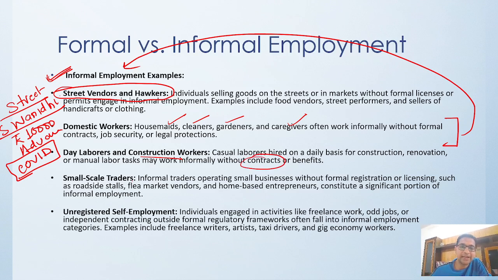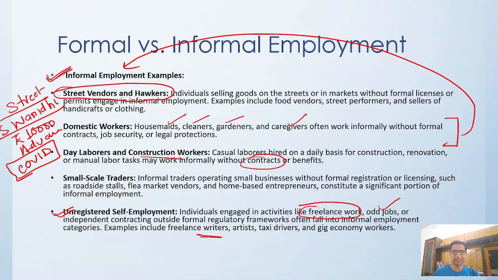Then small scale traders, okay, they don't have a proper license, they just create their roadside stalls and have their vending carts and everything, but they don't have any kind of formal security, right? Then unregistered self employment, those people who are doing freelance work. Freelancing is a very popular type of employment right now. Freelancers are working for multiple companies. So it is like people who are doing odd jobs, and they are not part of any contract.